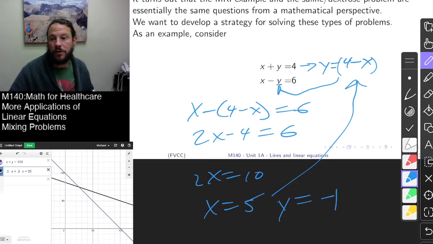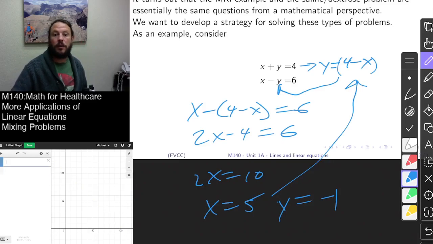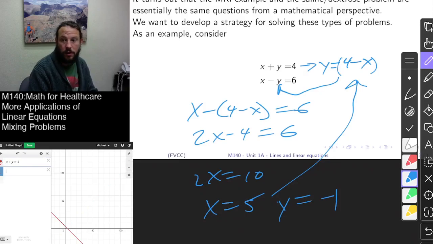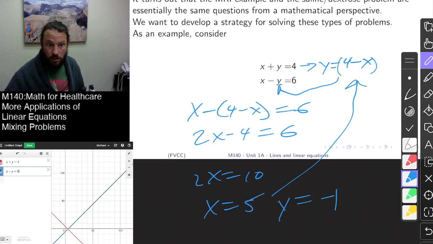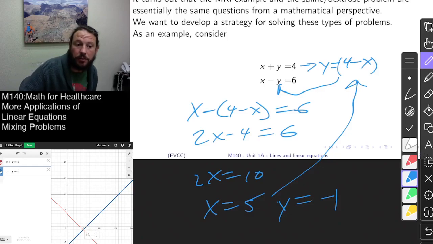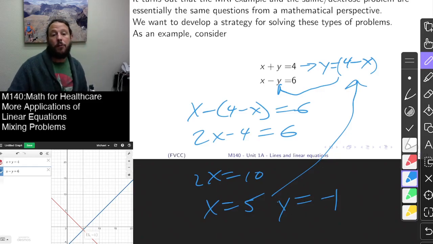Let's graph those and see if that tracks. I double check x plus y equals 4 and x minus y equals 6. Okay, I think we're looking good there. Yep, 5, negative 1. That's where those two lines intersect, and it's the one point that satisfies both of these equations.